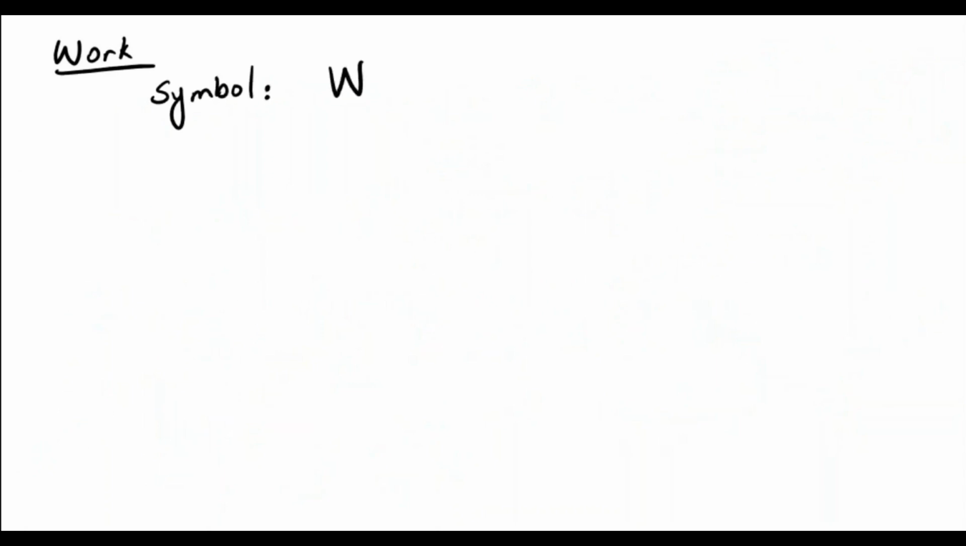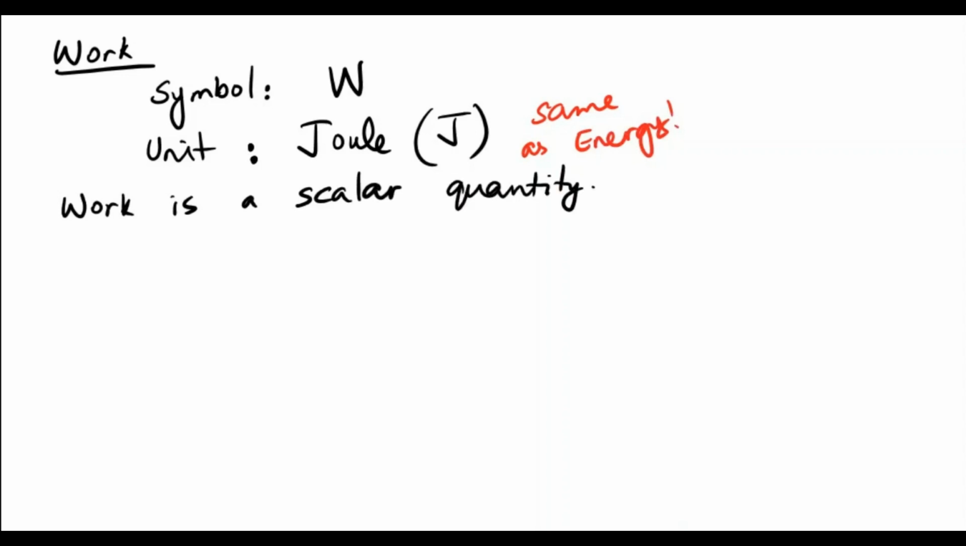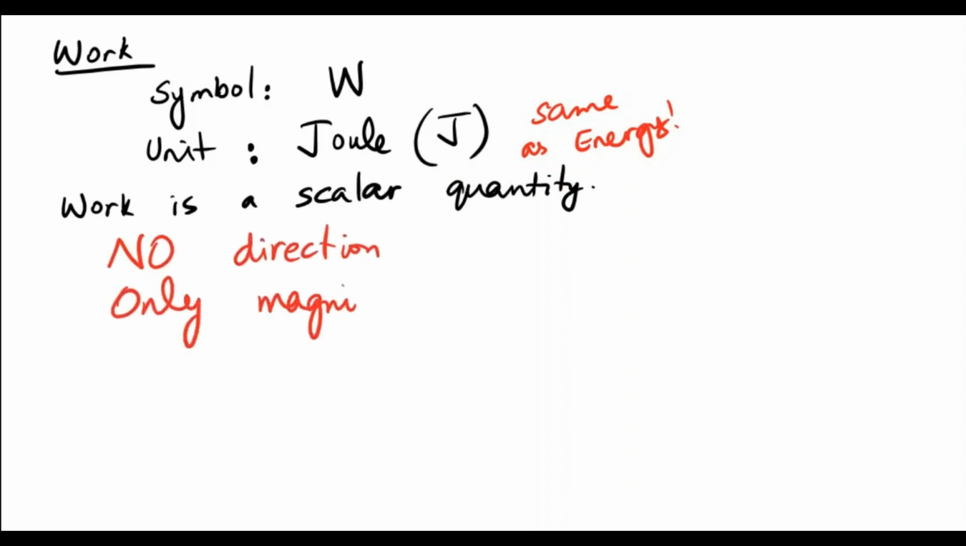So let's talk about work. The symbol we use is capital W. The unit is the same as energy, and it's joules. Capital J is the symbol we use for the unit, and keep in mind it's the same as energy because work is the transfer of energy, so they both have the same units. And if we define it as a quantity, it's a scalar quantity, which means we do not need the direction, we only need the magnitude in this case.